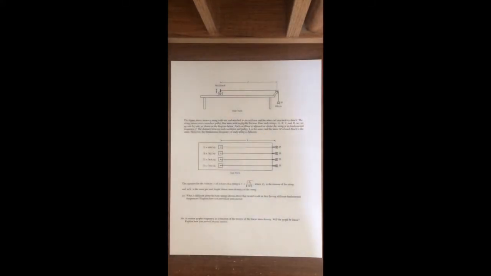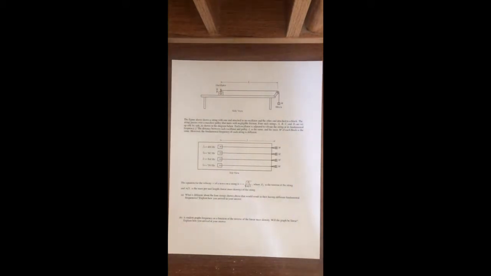Okay, for question 2, the figure above shows a string with one end attached to an oscillator and the other end attached to a block. The string passes over a massless pulley with negligible friction. Four such strings, A, B, C, and D, are set up side by side, as shown in the diagram below. Each oscillator is adjusted to vibrate the string at its fundamental frequency F. The distance between each oscillator and pulley, L, is the same, and the mass m of each block is the same. However, the fundamental frequency of each string is different.